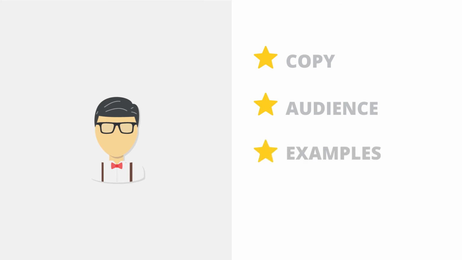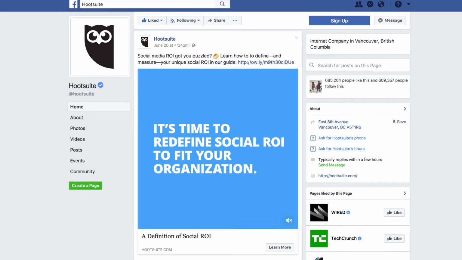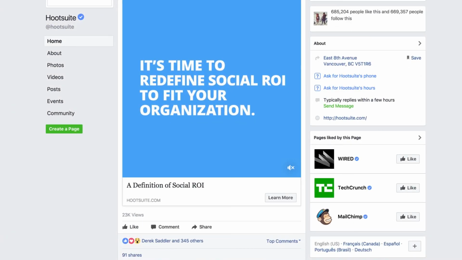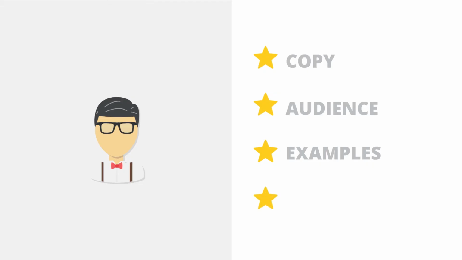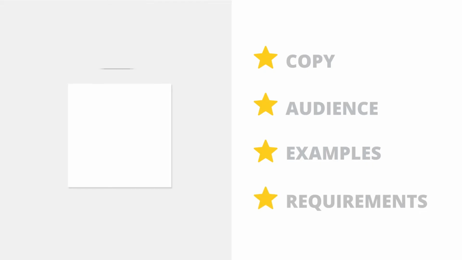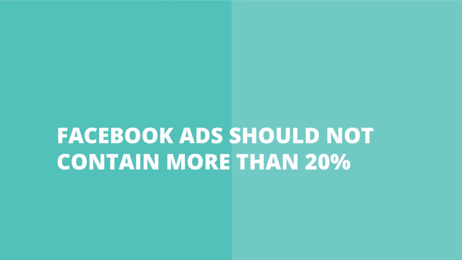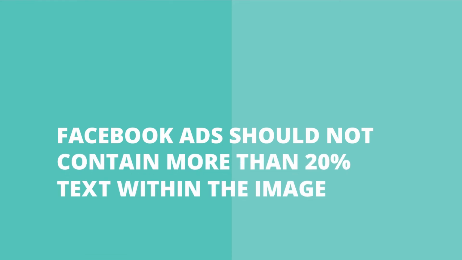You should also include a few inspirational examples of ads that have converted well, either from your own past campaigns or from competitors. You should also ensure that all requests include specific requirements for each of the platforms you're planning to advertise on. For example, graphics for Facebook ads should not contain more than 20% text within the image.